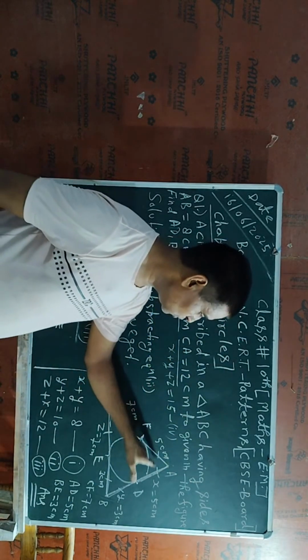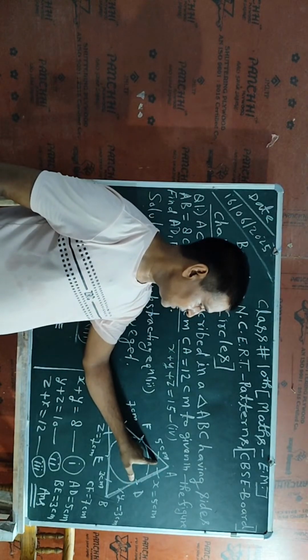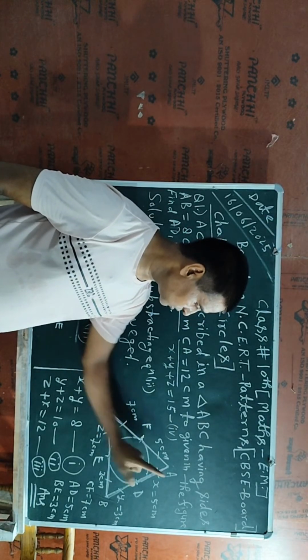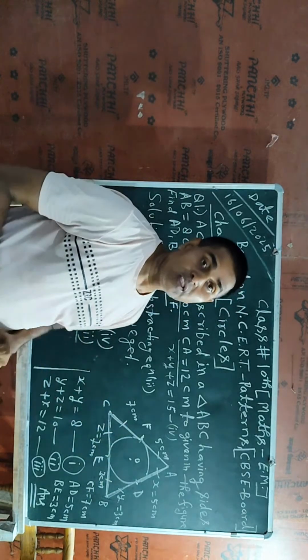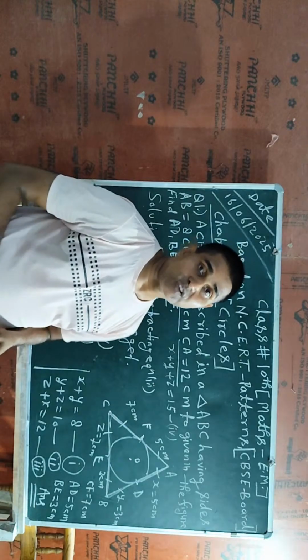Because these two lines are tangent lengths on the same circle, this length will be equal to this length, and this length is equal to this length, and also this length will be equal to this length. Okay, this is the required solution of this question.